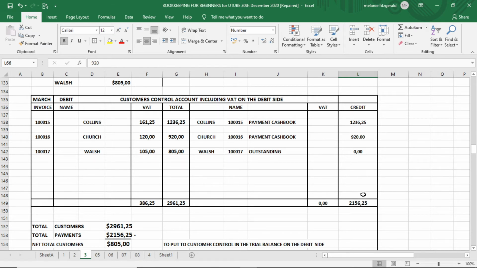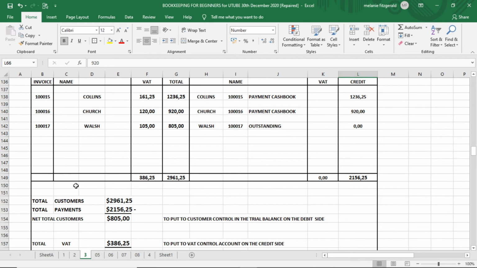So let's add up the total credit side, $2,156.25. And then we add up the total on the debit side, $2,961.25, and then we add all the VAT up that we included in those invoices, $386.25. We take the total customers that we invoiced that still owe us, $2,961.25, and we minus the total payments for customers Collins and Church, and also Welsh if he had paid, but he didn't. And we get a net total for the customers of $805.